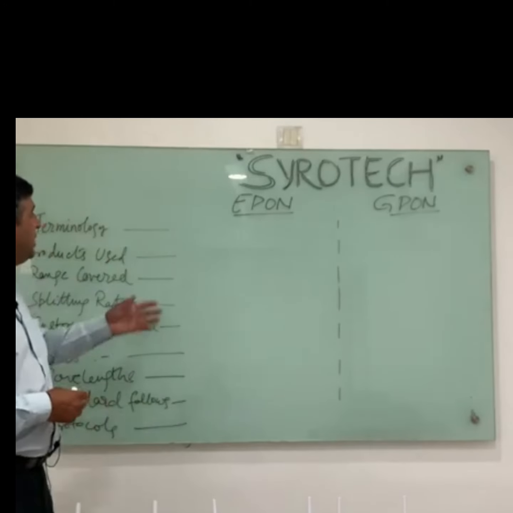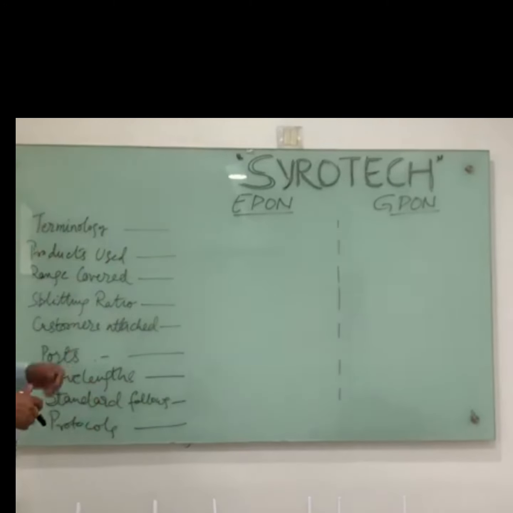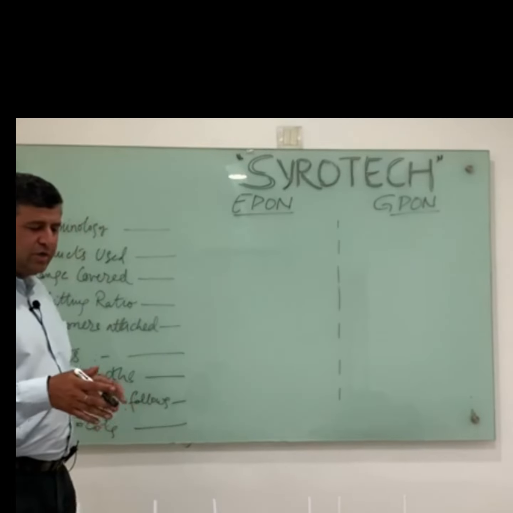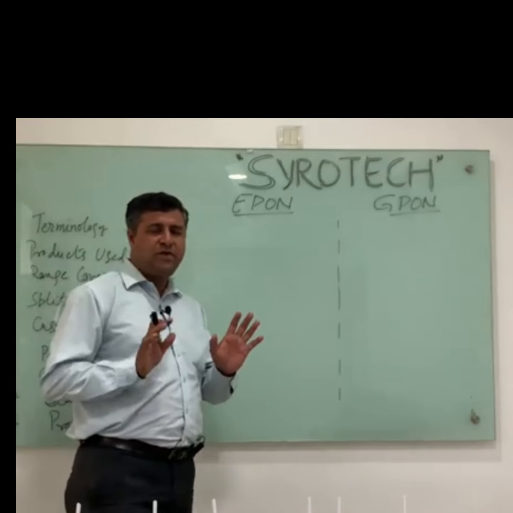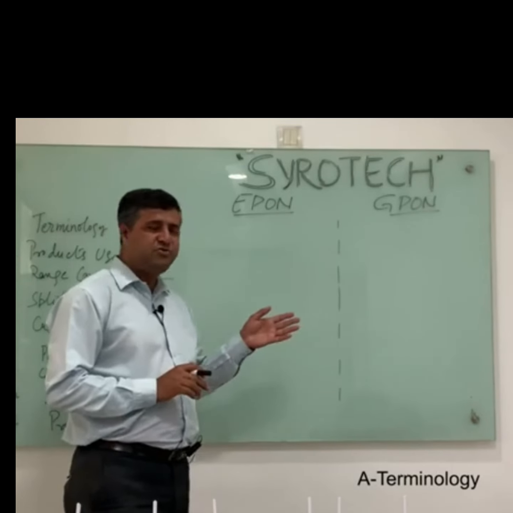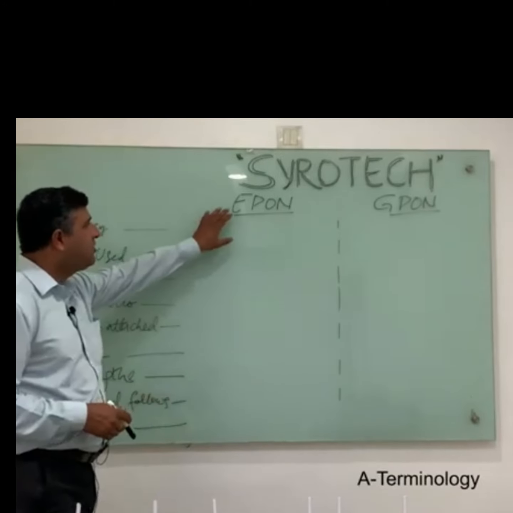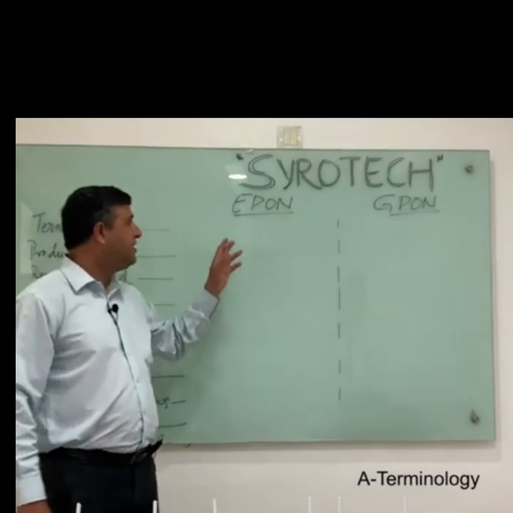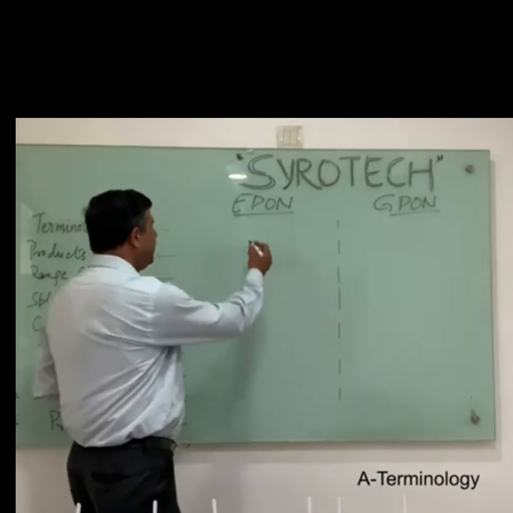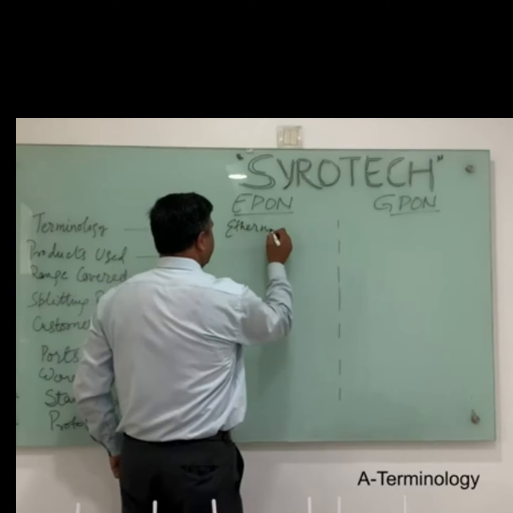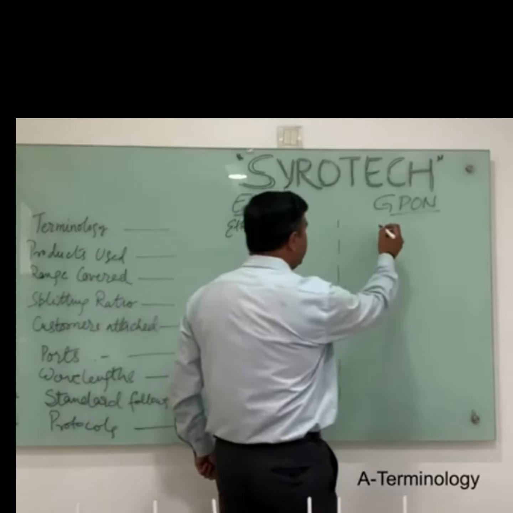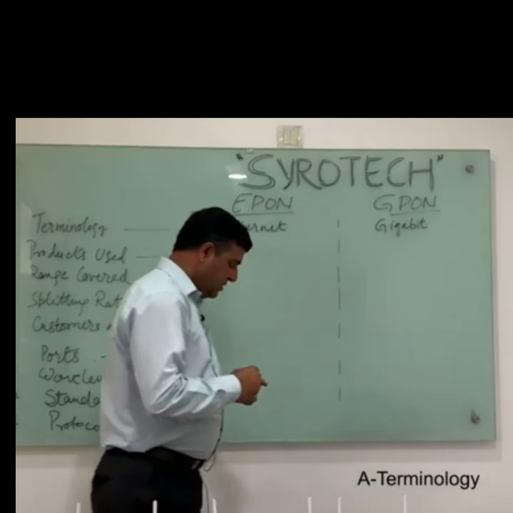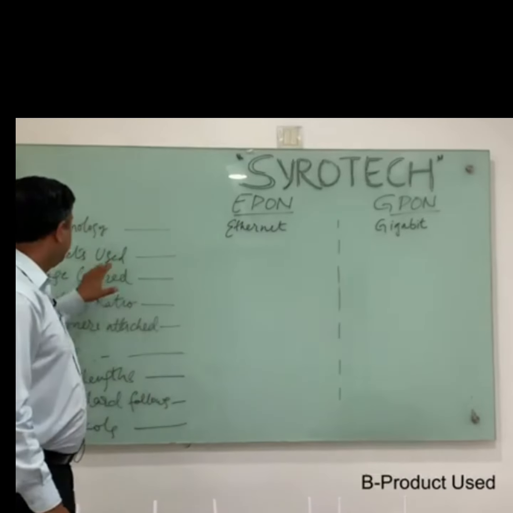So friends, now I will show you on the board the basic difference between EPON and GEPON. As I have told you, there are a few things we must always keep in mind while choosing EPON and GEPON. First of all, the terminology. What is the meaning of EPON and GEPON? The difference is the alphabet E and G. E stands for Ethernet, and G stands for gigabit. Otherwise, both are the same.